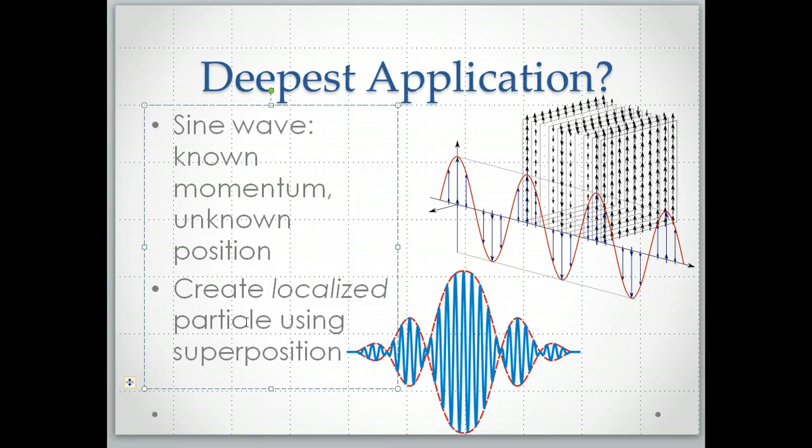To create a localized particle, you need to create something looking like this lower picture. Well, to create something like this, it bulges in the middle and is very small almost anywhere else. Hopefully what I've shown you already convinces you that you're going to need to have a very clever combination of a bunch of different frequencies in order to accomplish that.